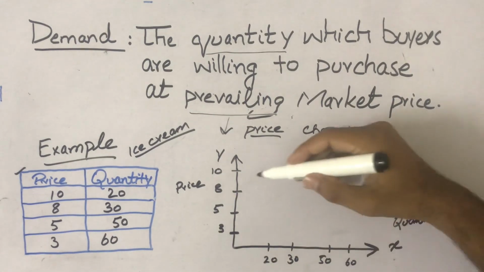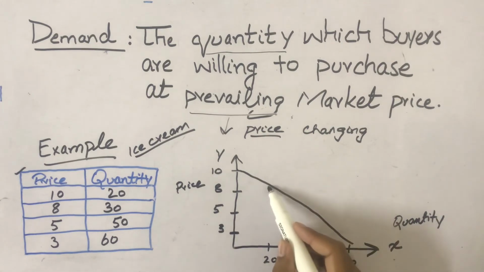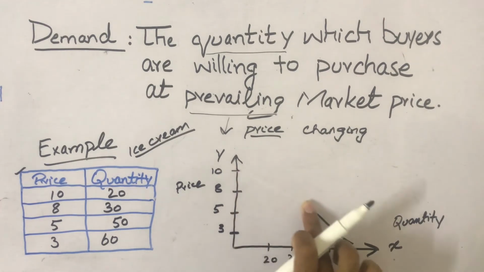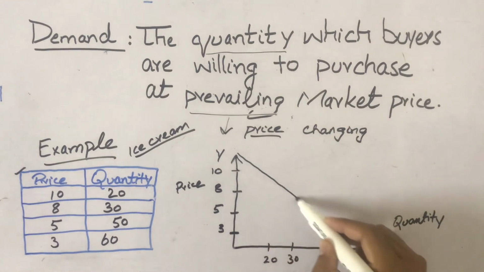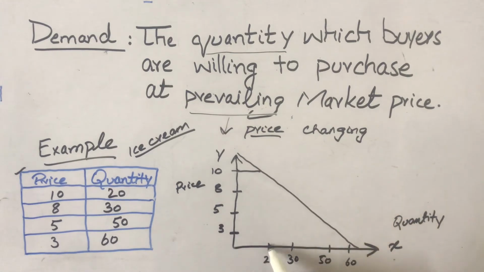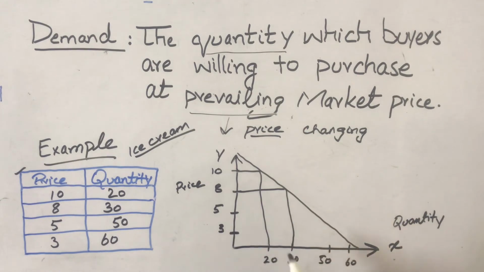So here if we draw a line of demand, at the price of 10, the demand will be 20. At the price of 8, the demand will be 30. At the price of 5, the demand will be 50. At the price of 3, the demand will be 60.